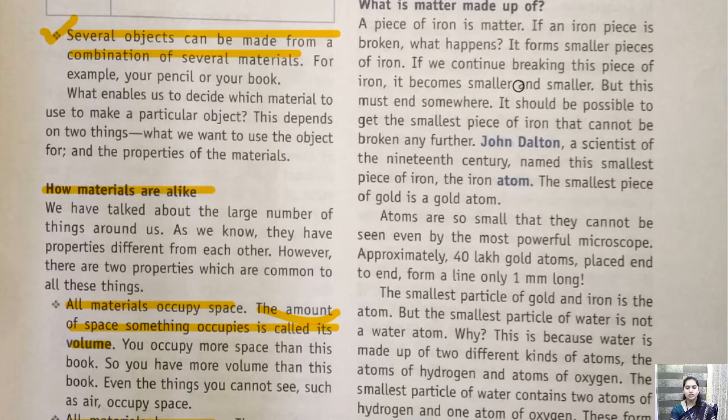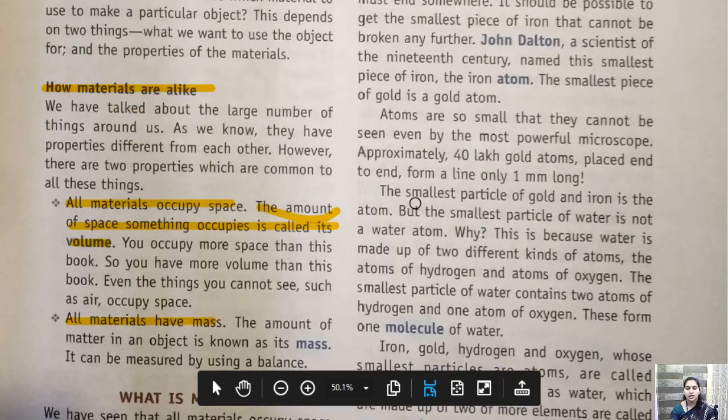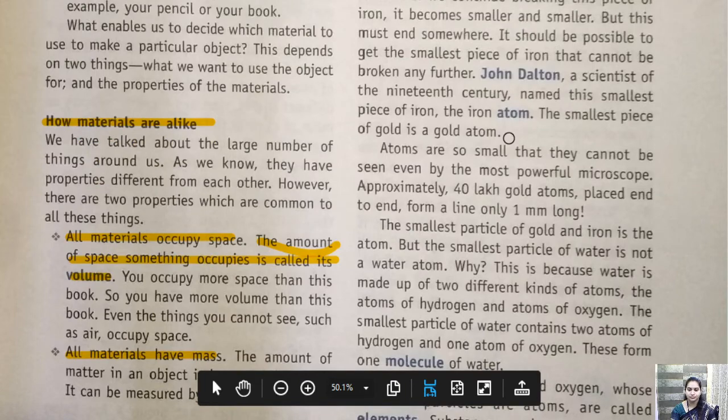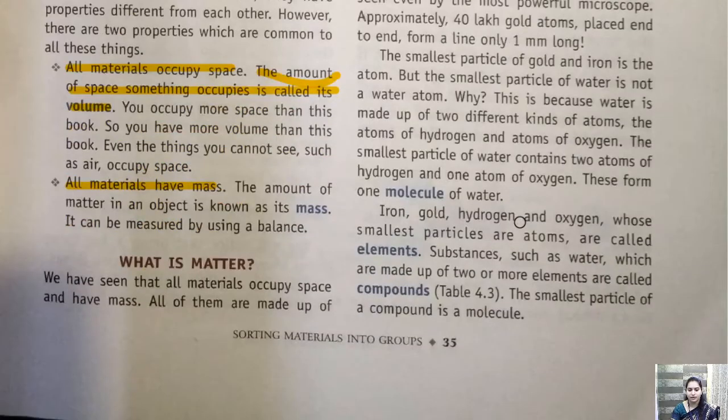So in this topic we have talked about atoms, molecules, elements and compounds, isn't it? So now let's go through the definitions of all these things. Children, this line is very important: the substances whose smallest particles are atoms are called elements.